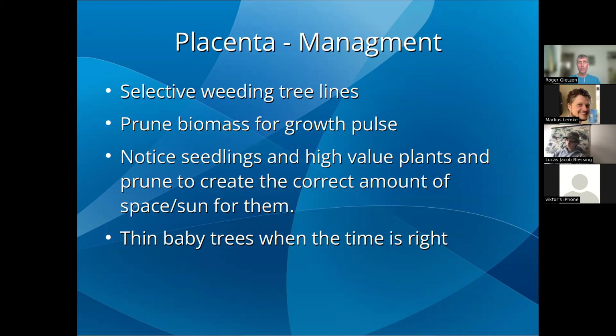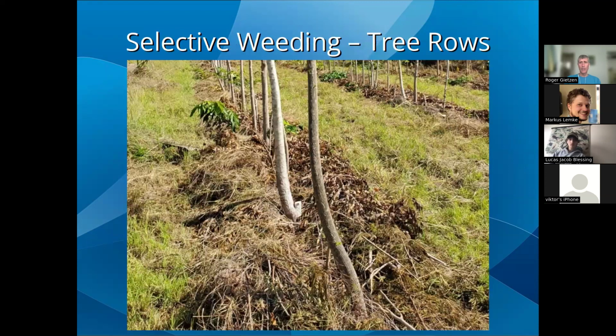This is often very quick work, but really important to do. And then we're also, if we planted excess number of baby trees, there's a point where they're going to start conflicting and it helps to thin those. So these would be some different tasks we would do. And I'm going to go into the details of each of those a little bit now.